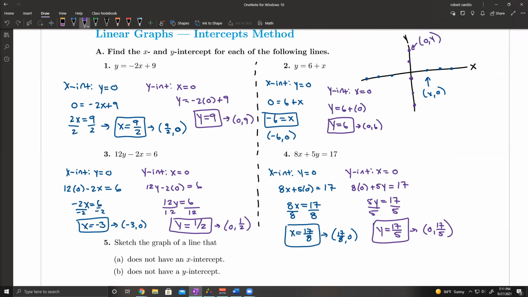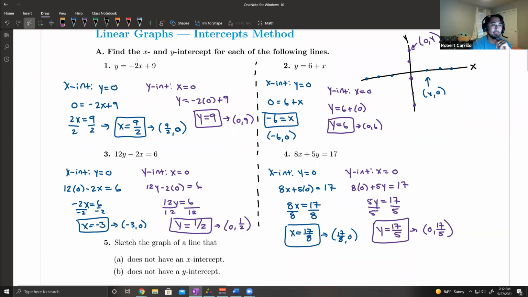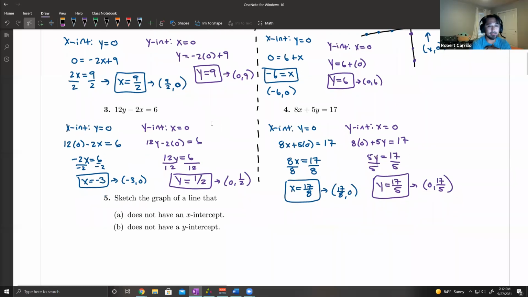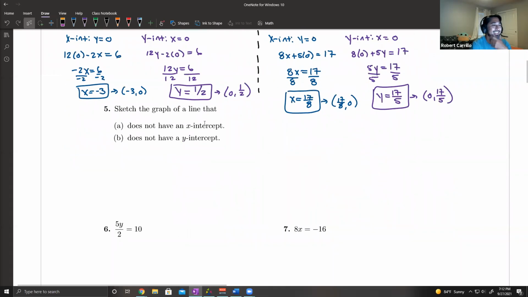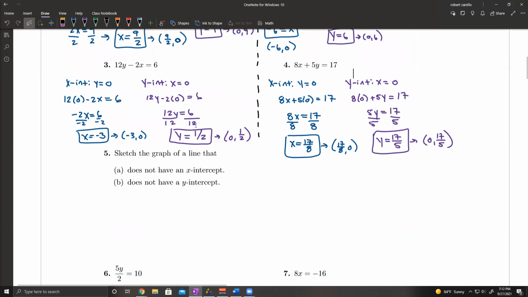So basically here, we just input 0 for y to find x, right? Exactly. And then put 0 into x to find y. So we don't need to worry about those other numbers? Exactly. To find an x-intercept, you plug in 0 for y and solve for x. And to find a y-intercept, you plug in 0 for x and solve for y. Nothing crazy, right? All right, let's see what number 5 says.